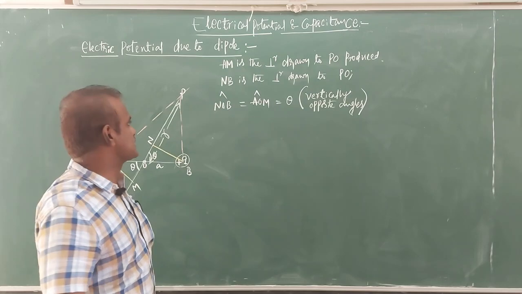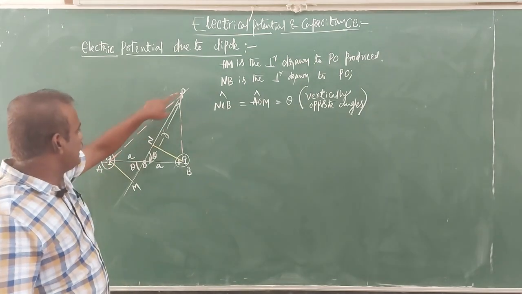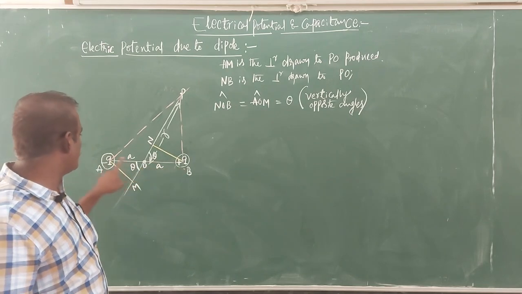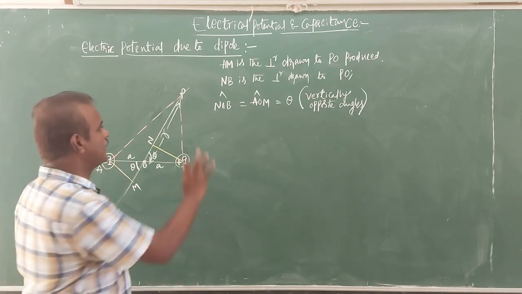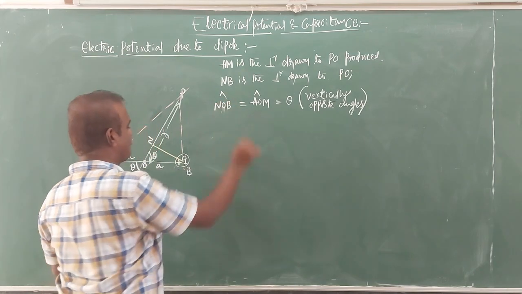Vertically opposite angles. Angle NOB is equal to angle AOM. Remember, NOB is equal to AOM.